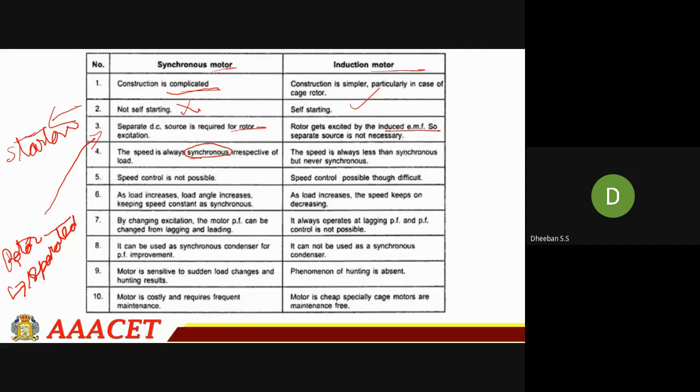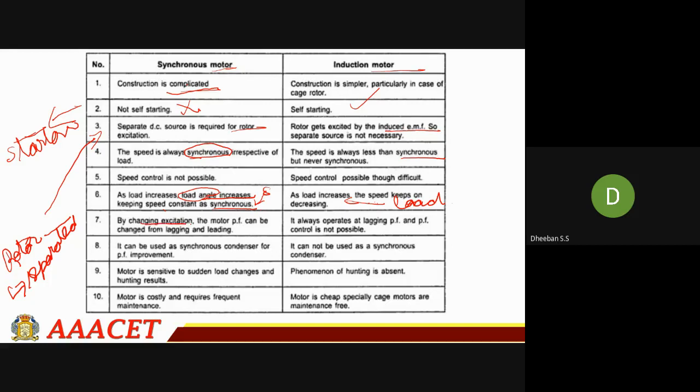But in your induction motor, the speed will always be less than the synchronous speed. Speed control is not possible in a synchronous motor, whereas in an induction motor it is possible by armature control. In a synchronous motor, as the load increases, the load angle, which is nothing but del, increases, keeping the speed constant at synchronous. Even though the load angle increases, your speed will be synchronous. But in an induction motor, as the load increases, the speed keeps on decreasing based upon the load.